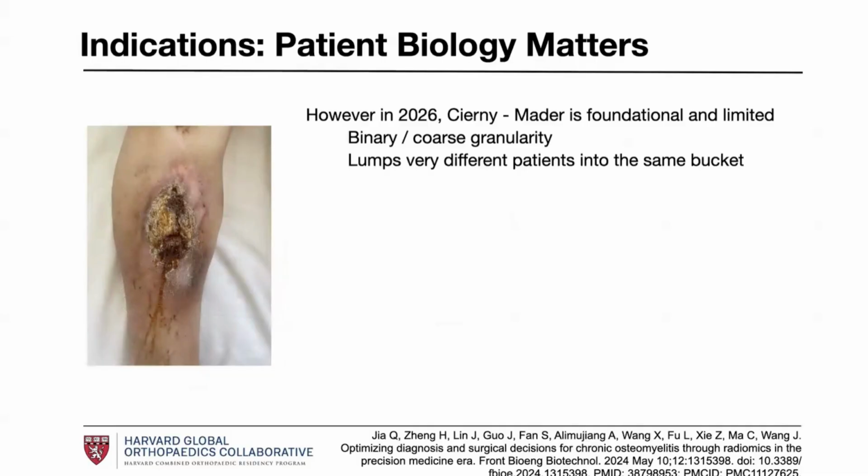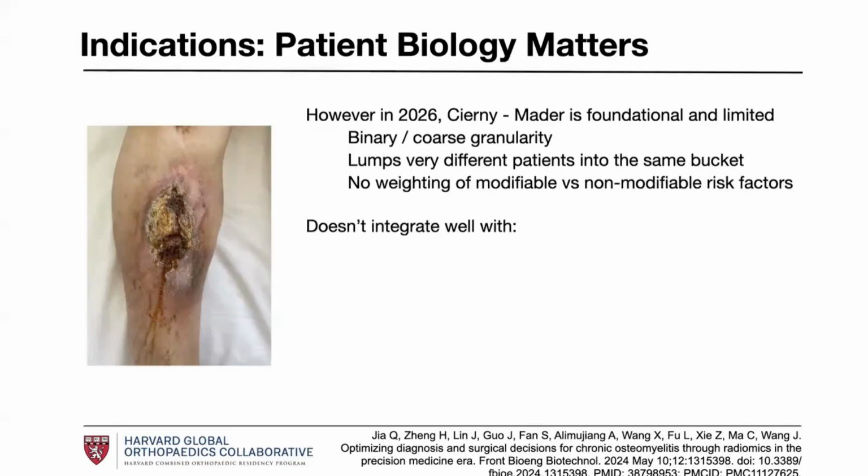the same bucket, meaning you're either a type A good host, a type A candidate for surgery, with a low complication rate and high rate of success. You're a type C patient where we're not going to operate on you. Or, more commonly, what we see are the type B patients. Those are the majority of our patients, and they just get lumped into these buckets. And there's no specific weighting or addressing of different risk factors, whether they can be modified or not.